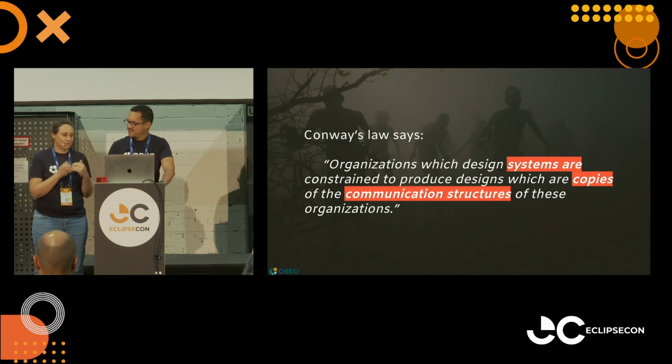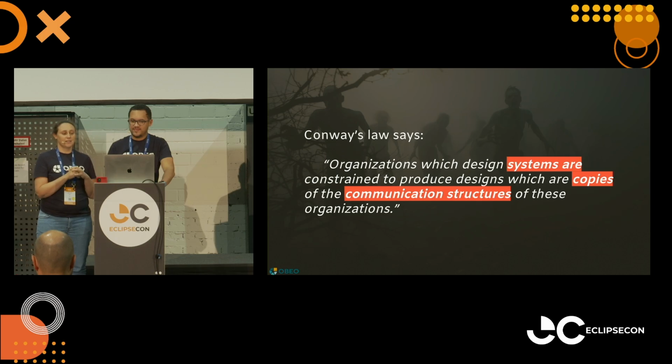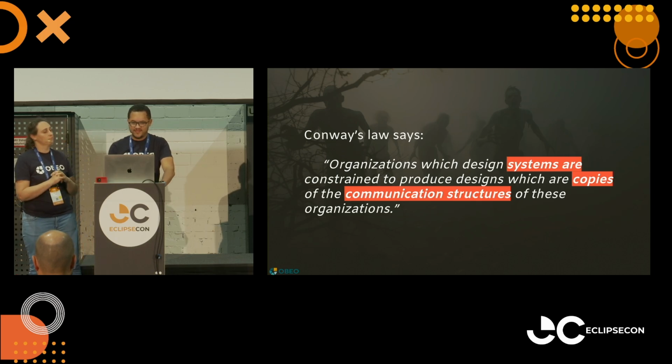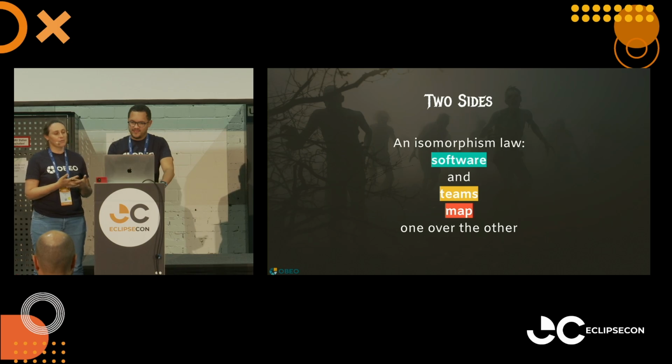So, I once read a book. I read a book with this law. Organizations that design systems are constrained to produce designs that are copies of their communication structures. Simple, isn't it? Okay. To put it simply, what we can take away from Conway's law is that we have a sort of mirror effect. The software and the organization of the teams just overlap.